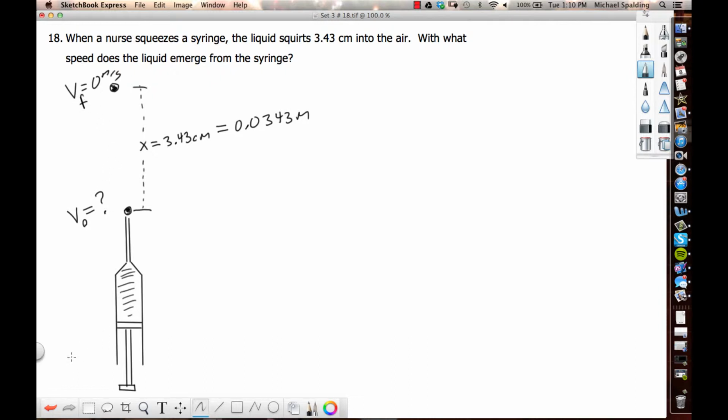Okay? There's one other thing we know. What's the other thing we know? The acceleration. As the drop of fluid goes up, up, up, we know that the acceleration is equal to gravity, which is negative 9.8. When the only force on an object is gravity, then the acceleration is gravity. And we always assume no air resistance, because air resistance would be a force.